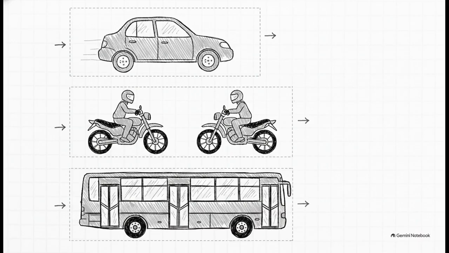Enter passenger car units, or PCUs. This is how transport planners solve the math problem. They convert every single vehicle into a standardized unit. A standard car is baseline 1.0. A two-wheeler is 0.5. A big bus? That's a 3.0. By running these conversions, planners can calculate the true, standardized capacity of any road, regardless of what's actually driving on it at any given moment.